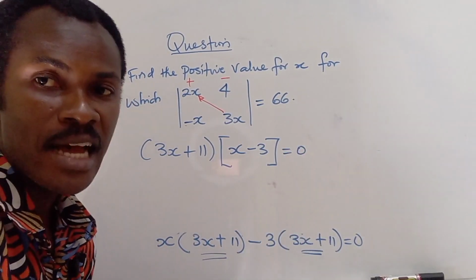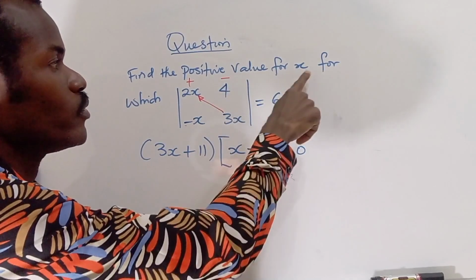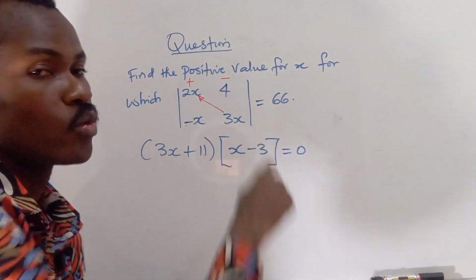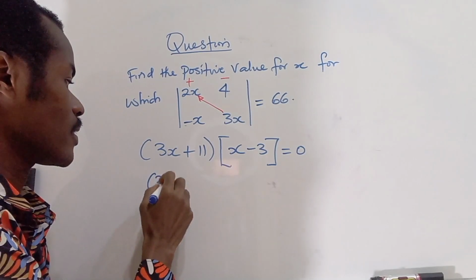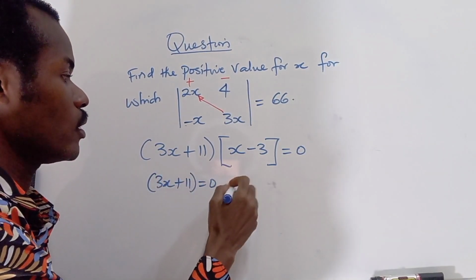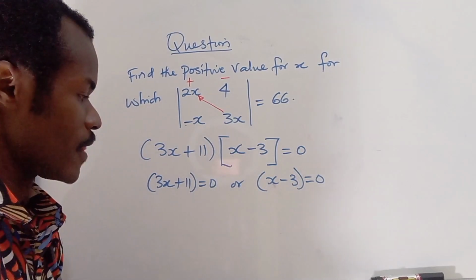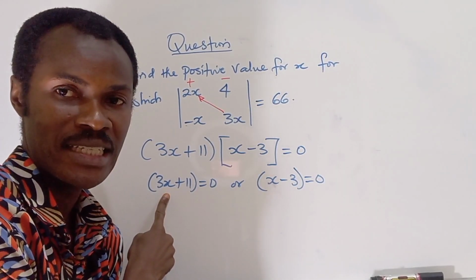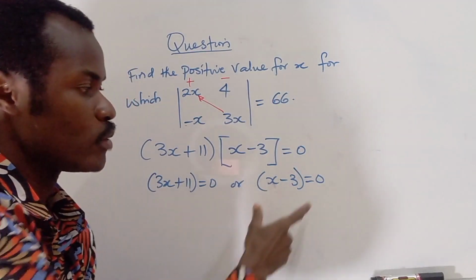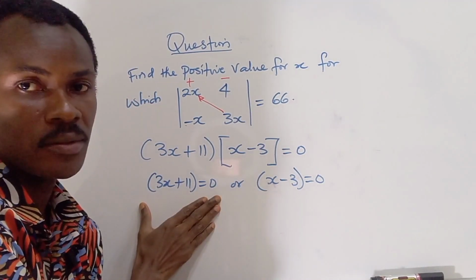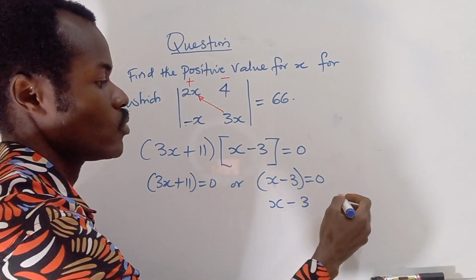Now, from this point, okay, we can now find the positive value for x for which this is equal to 66. Now, what this means is we can write this as 3x plus 11 is equal to 0, or we have our x minus 3 is equal to 0. Now, if we solve for x here, we are going to have a negative value of x. Remember, the question says we solve for the positive value of x. So it means we are going to work on this part and forget about this. All right, so from this, I can have, okay, x minus 3 is equal to 0.